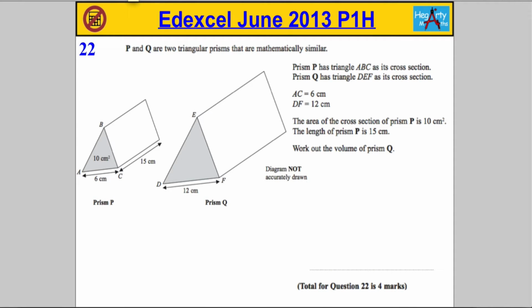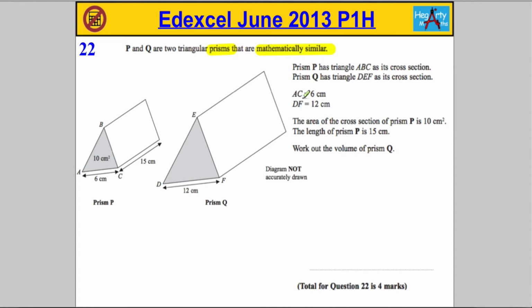Question 22. P and Q are two triangular prisms that are mathematically similar. Okay, so I'm going to highlight a couple of words here that are important to me: prisms and mathematically similar. Prism P has triangle ABC as its cross section. Prism Q has DEF as its cross section.